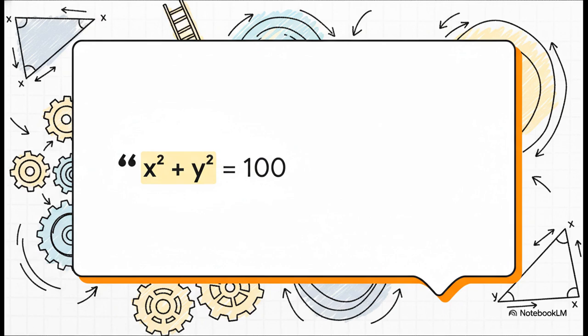x squared plus y squared always equals the ladder's length squared, which is 10 squared, or 100. This is our master equation. It's the relationship that's always true, no matter how much the ladder has slipped.